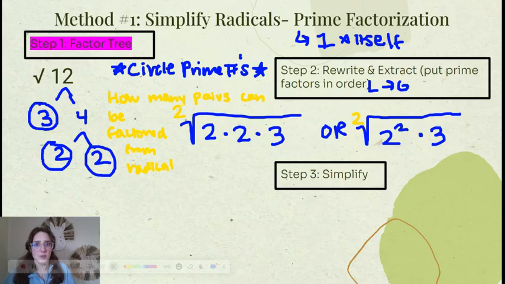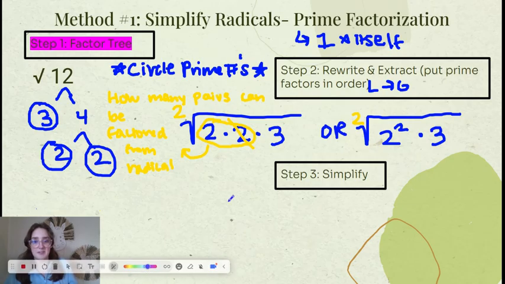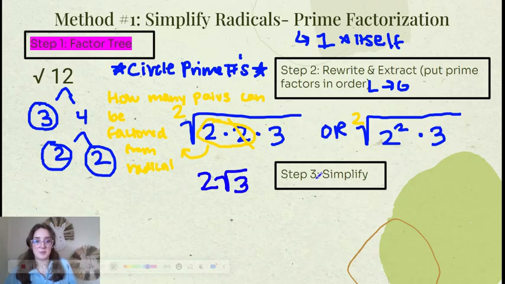So the index is 2, so basically we're looking for like a copy and paste. We're looking for 2 of the same term or same number, right, that's copied and pasted. So looking at our example, there's only 1 pair of a number, where there's 2, and it's the number 2. So what happens is one of them gets canceled and the other leaves the radical. So this would simplify to be 2 rad 3. Step 3 is to simplify. This is us simplifying 2 rad 3. That's going to be our final answer.